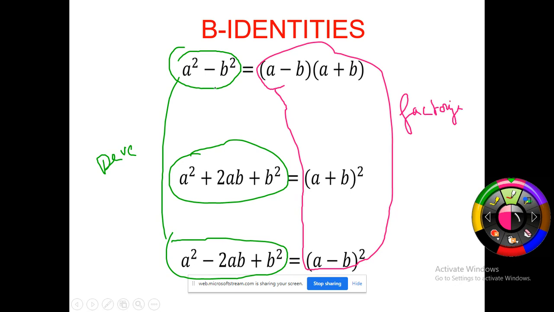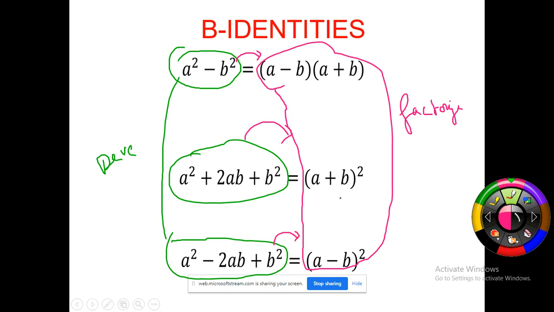The preceding one is very easy. So I can see a squared minus b squared, I will move to factorize it. Or I can see a squared plus 2ab plus b squared, I will factorize by doing a plus b squared. Or I can see a squared minus 2ab plus b squared, I can move to factorize.